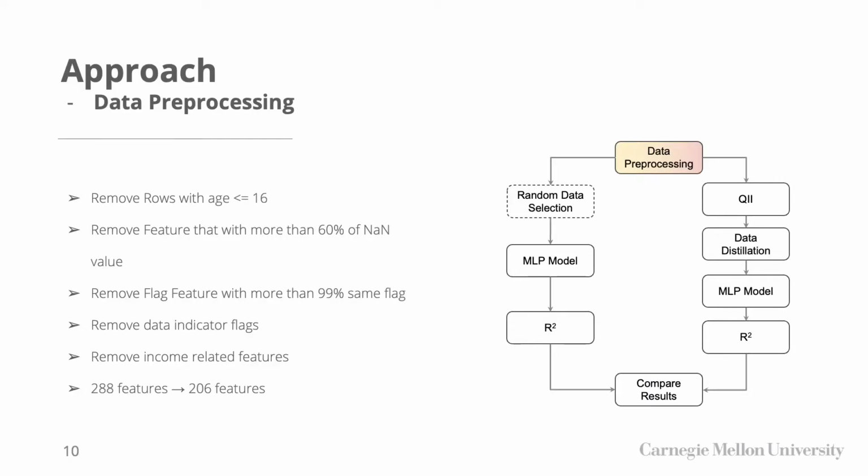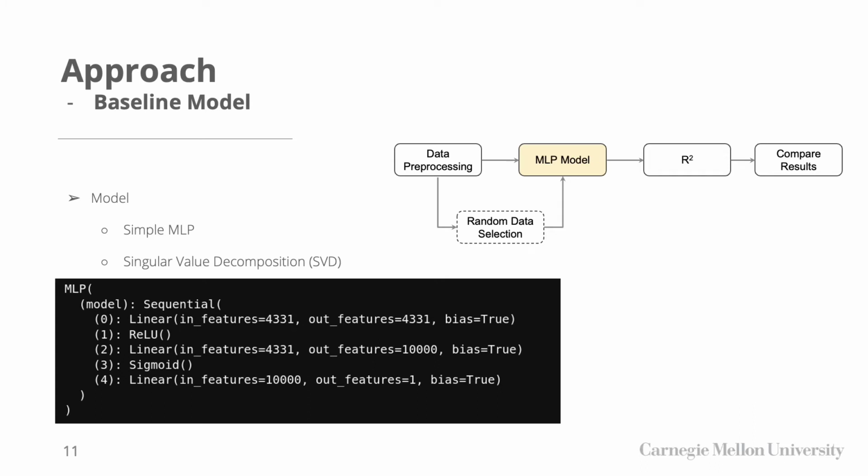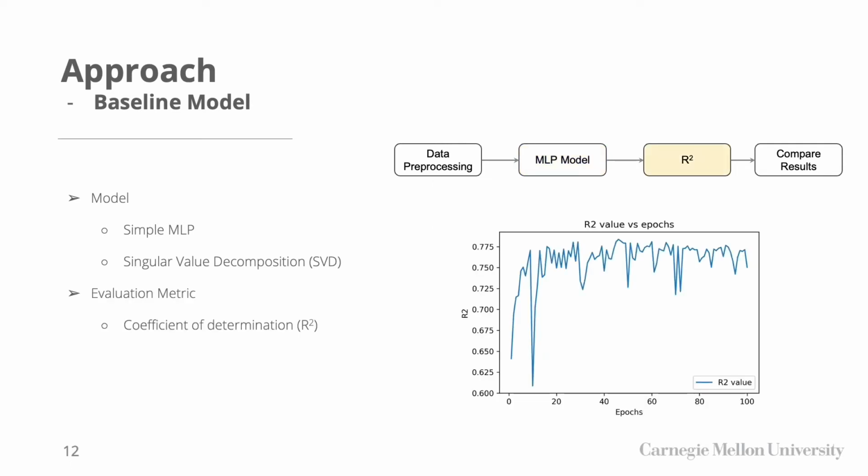In our comparative approach, we perform data pre-processing for both methods, which includes eliminating features related to income for collinearity or removing rows with age less than 16. To establish our baseline model, we chose a simple MLP with 2 hidden layers. We subsequently added SVD to improve the accuracy of our evaluation metric. For both methods, we use the MSE loss function, and our evaluation metric is the coefficient of determination R².